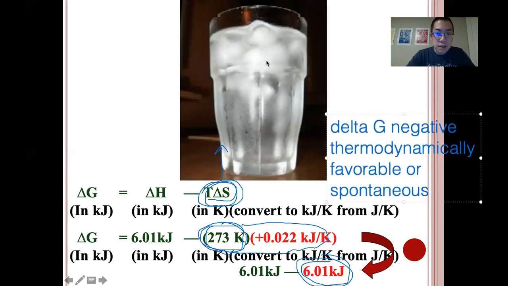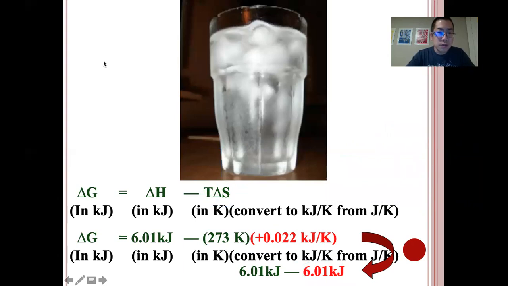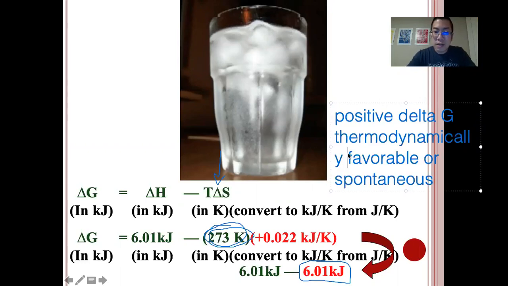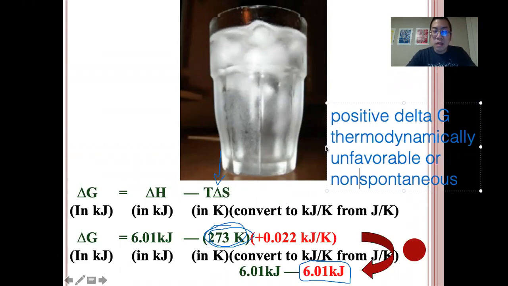So let's go ahead and take a look at the other way. Well, what if we decrease the temperature? So instead of 273 Kelvin, we use a smaller number, smaller temperature. Well, if the temperature decreases, that means that T delta S will become a smaller number. And then that means that instead of 6.01 minus 6.01, it'll be 6.01 minus a smaller number. And then that would get us a positive delta G. And a positive delta G would tell us that the reaction is actually thermodynamically unfavorable or non-spontaneous, which means the reaction will not happen on its own. You need outside energy in order for the process to occur.